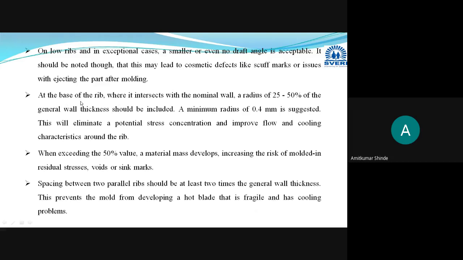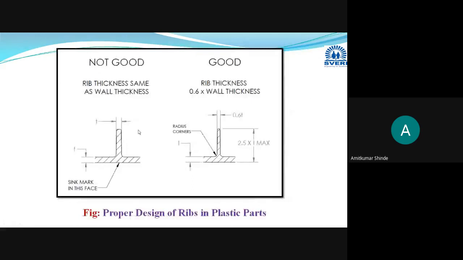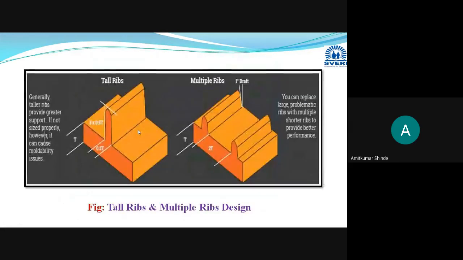The radius at the base where the rib intersects with the nominal wall, or your wall radius, 25 to 50% of the wall thickness should be provided. Okay, why is this radius provided? To avoid the stress concentration. This part will get repeated again in the radius and fillets. Okay, after this we will move toward the next slide.